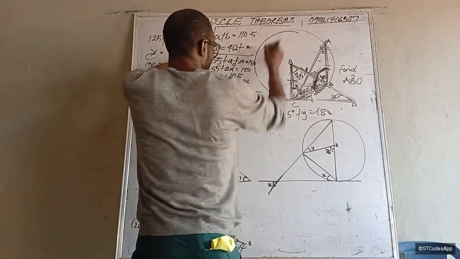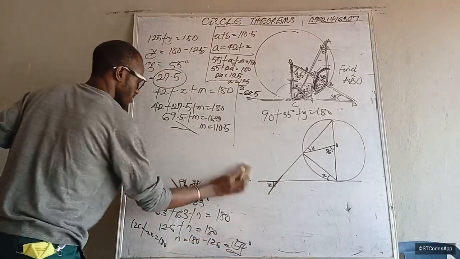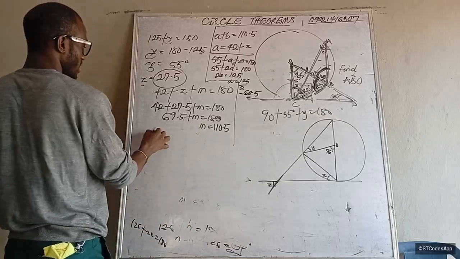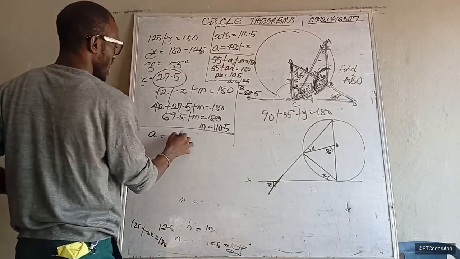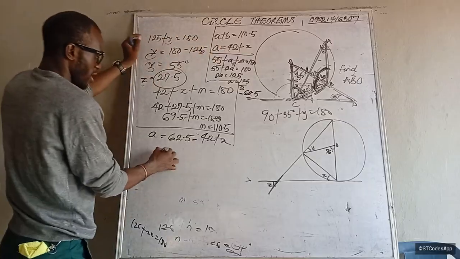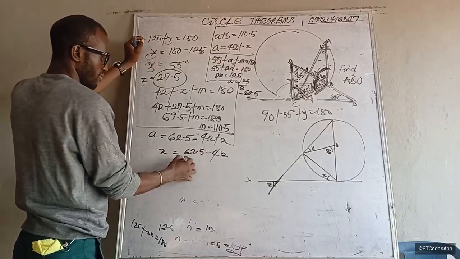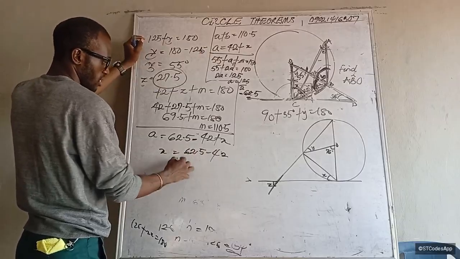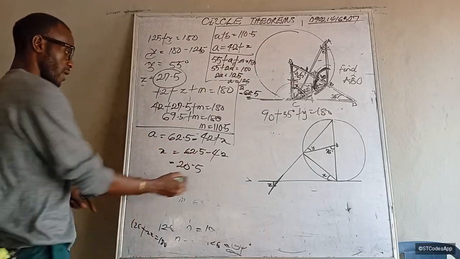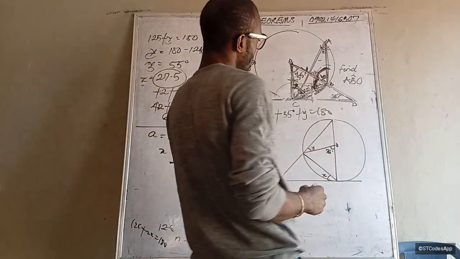So if A, we solve this, right? Let's clean it. Yes, we solved it. A is 62.5. And we said that A is 42 plus X. So X will be equal to 62.5 minus 42. That gives you 20.5. So that's this X.